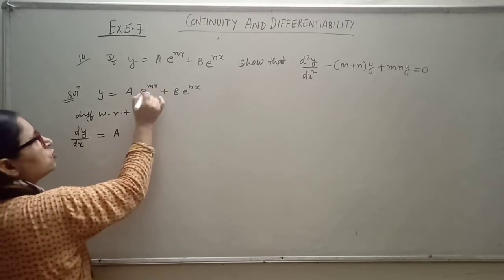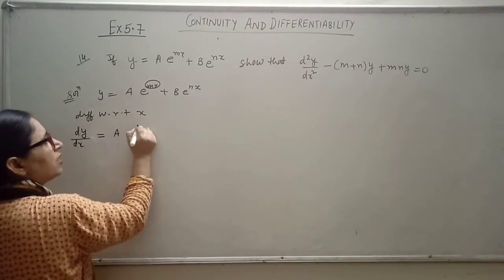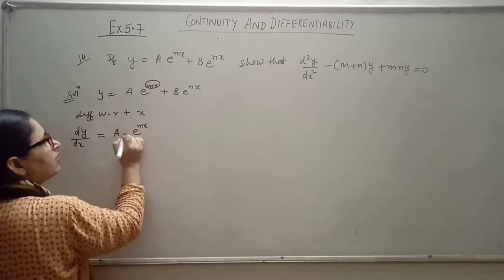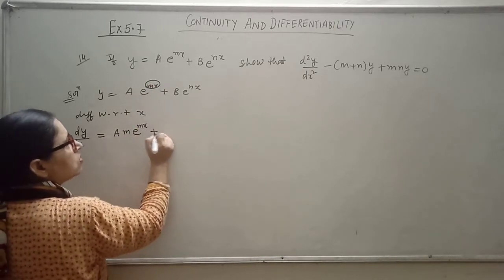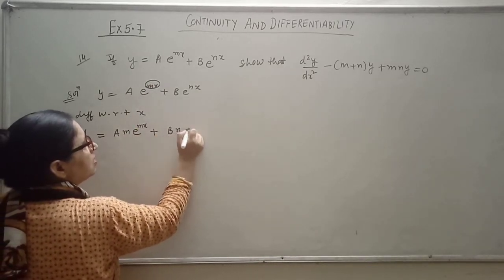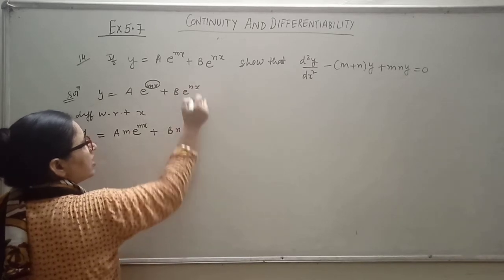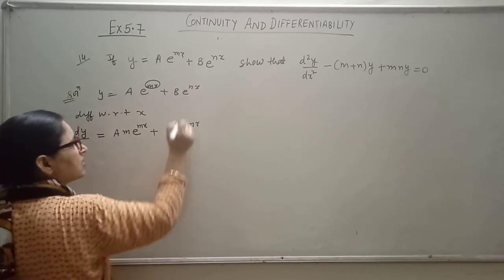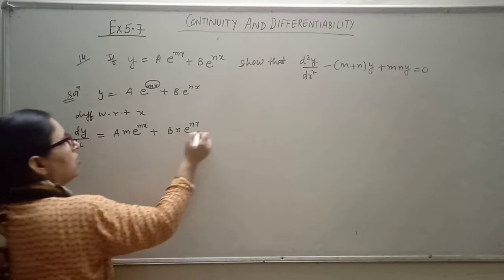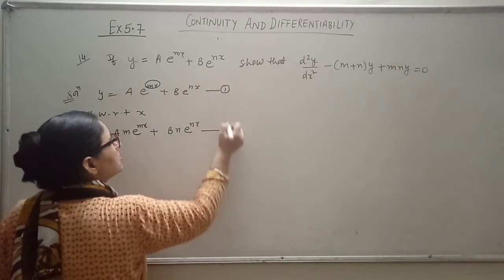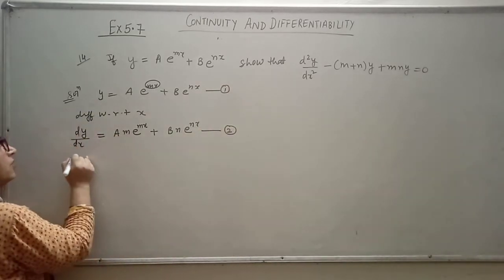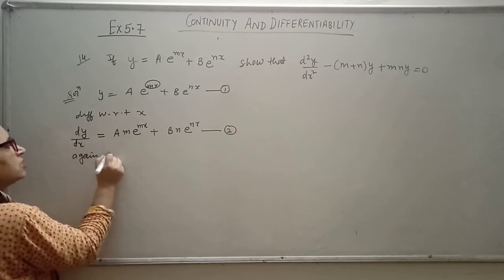So the derivative of a e raised to power mx is a m e raised to power mx, because the derivative of mx is m. Likewise here also b n e raised to power nx, because the derivative of e raised to power nx is e raised to power nx, and the derivative of nx is n. Now this is number 1, this is number 2. Again I am differentiating with respect to x.